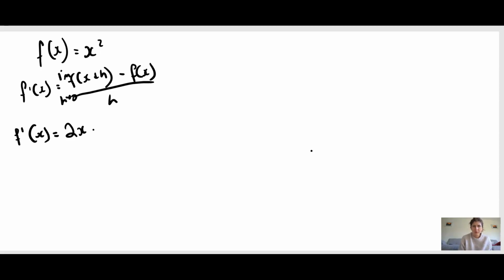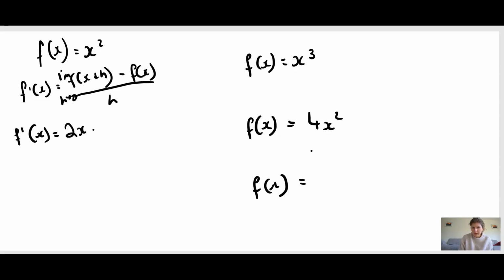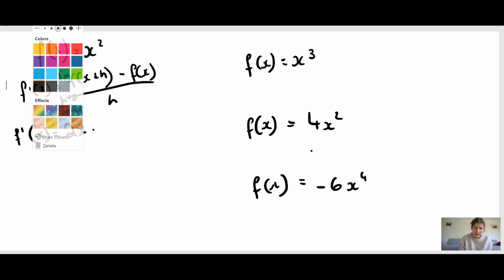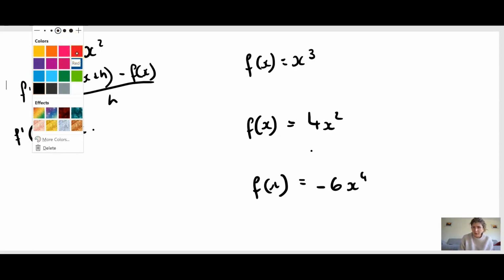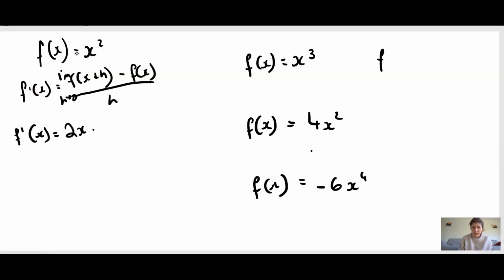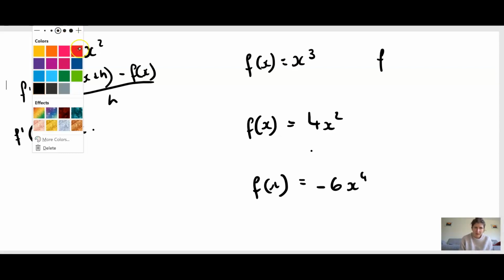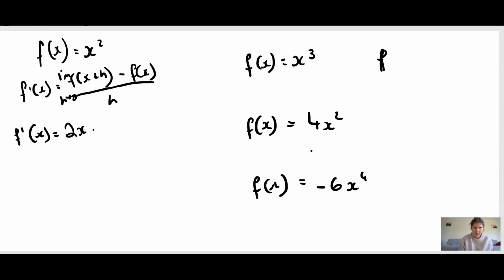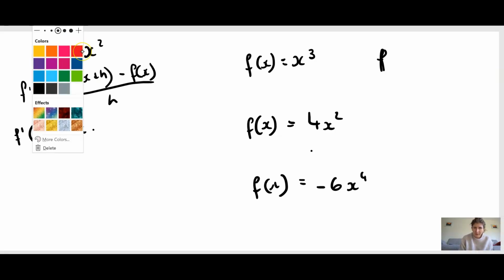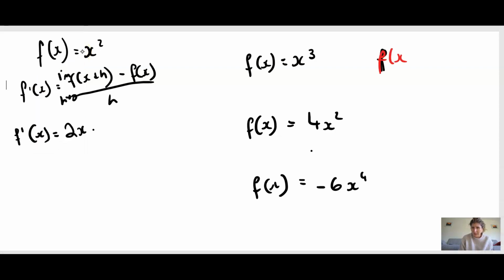Now, say we look at a few different functions. Say we take x cubed, and we're going to look at 4x squared, and we're going to look at negative 6 x to the power of 4. Now, say for example I'd done all my first principles of these functions and I'd come out with the following derivatives. Sorry, I thought that changed colours and it didn't. There we go. And we found that it came out with the following derivatives.